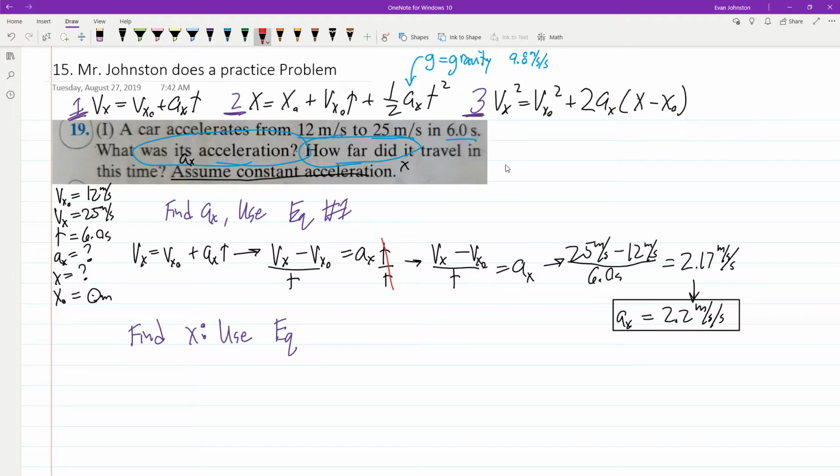I would encourage you to use the one that you think is easier. Since we're trying to find how far it traveled, x, I would argue that equation 2 is easier because it's just going to give you x automatically right at the end. But we can use both. We can kind of try it, all right?